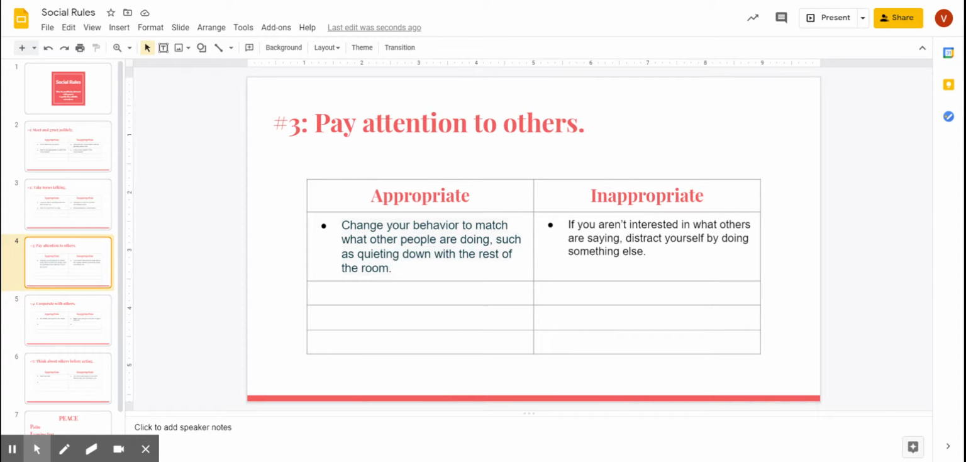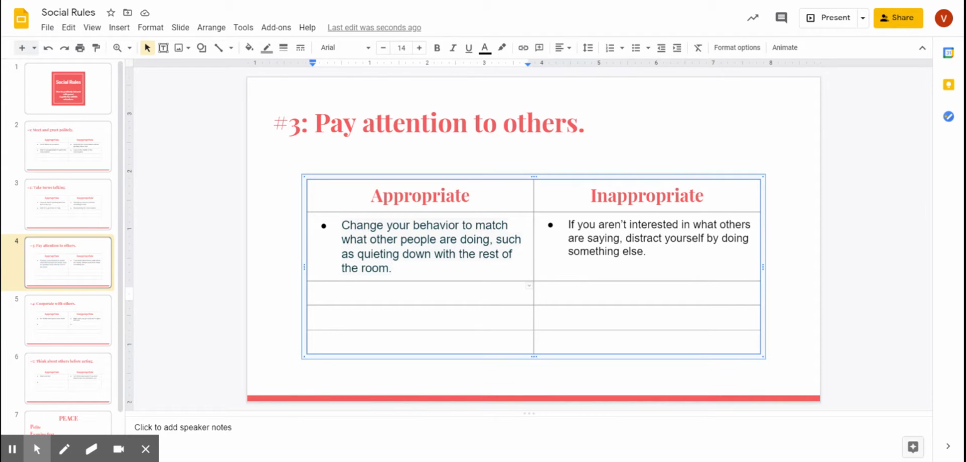Pay attention to others. An appropriate behavior would be to change your behavior to match what other people are doing, such as quieting down with the rest of the room. If everybody else is calm, you don't want to be jumping around and making things more disruptive. An inappropriate way would be if you're uninterested in what others are saying to distract yourself by doing something else. You want to make them feel like they're being heard and that you're listening.